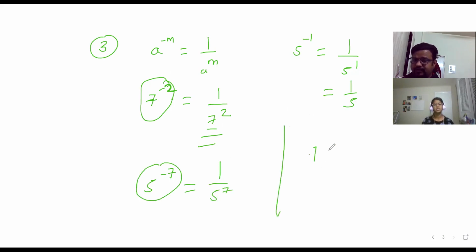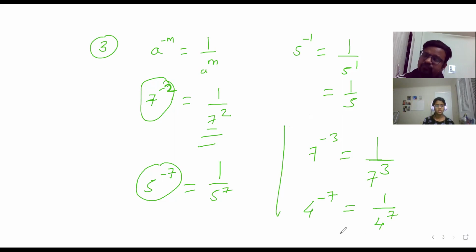Okay. If here 7 raised to minus 3 is there, now a negative power is there, it means this 7 raised to 3 is in the denominator. Okay, I got it now. 4 raised to minus 7 is there, that means this 4 raised to plus 7 is in the denominator. If a number is 1 over the denominator, that number's power is written negative. Okay.